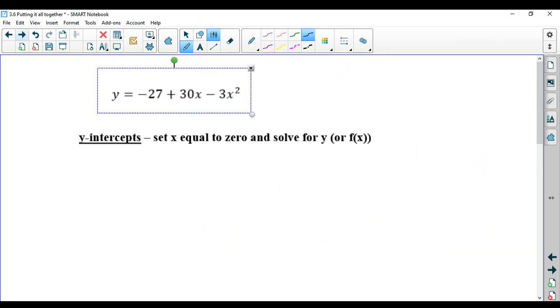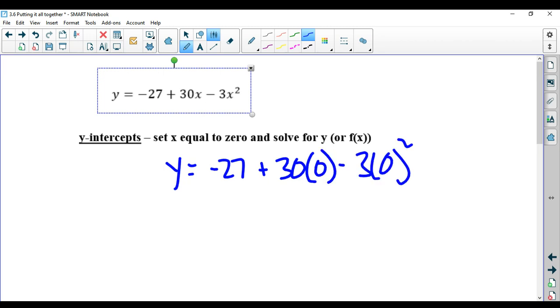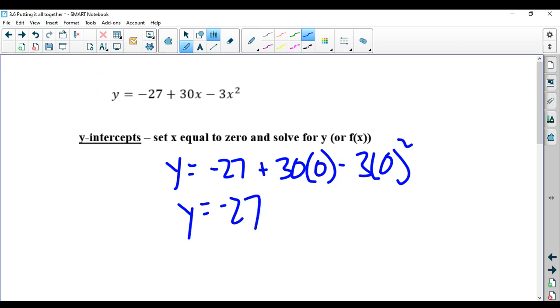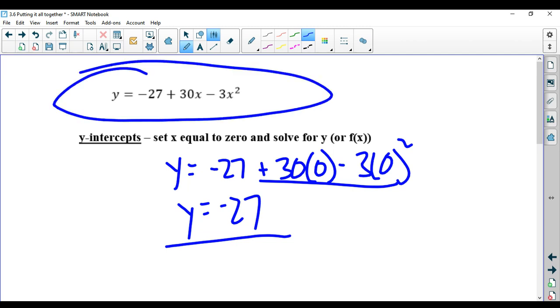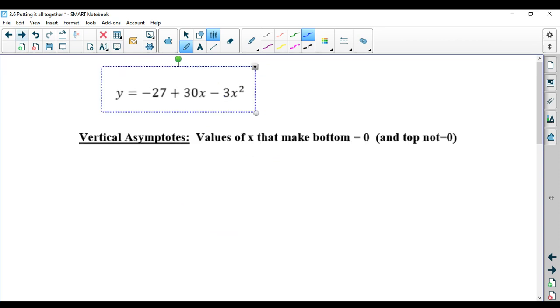Y-intercepts. Y-intercepts are easier, especially when we have functions of x. You just plug in 0 for x. So when you do that with this function, it's really easy. Y equals -27. That's the y-intercept. You don't really have to go through all this. If you look back at this original function, if you're plugging in 0 for x, anything with an x cancels out, so you can just go -27.